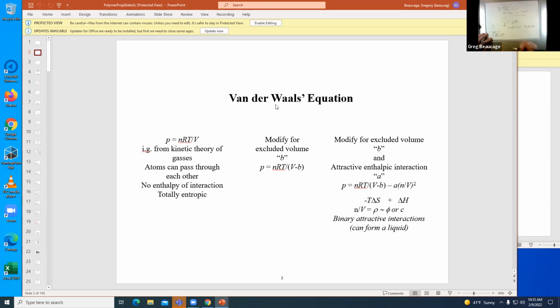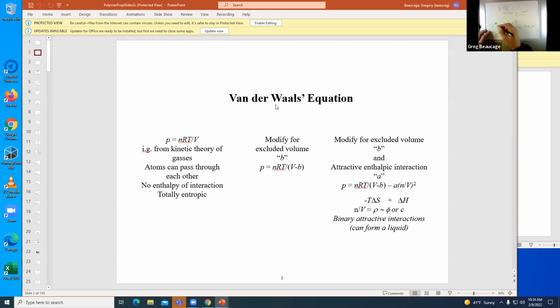So anyway, van der Waals said, I'm going to fix that, because I don't want this guy to pass through that guy. That can't happen. So I have to have excluded volume. And so he said, I'm going to have some kind of excluded volume B. And that's good. Then you can have a real gas. That's for a real gas. So it's got this excluded volume, and that becomes a repulsive term. In other words, the atoms can't go through each other, so it's repulsive.